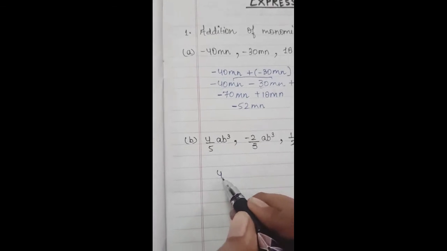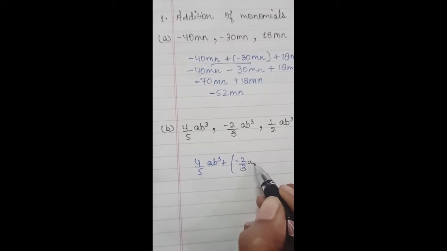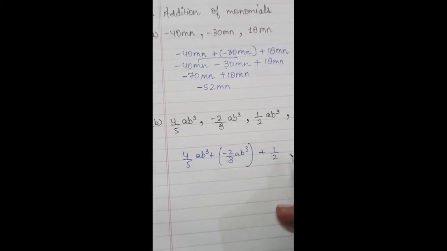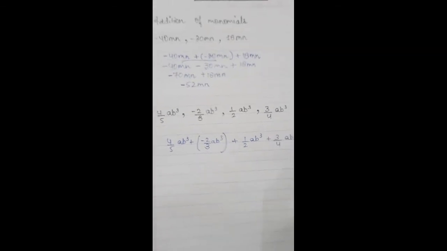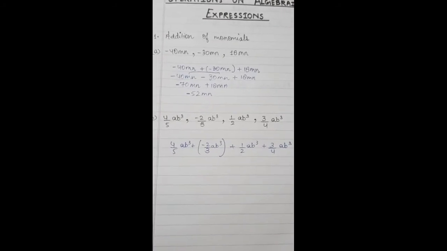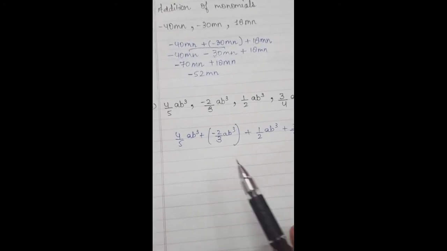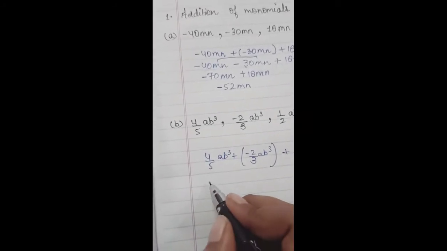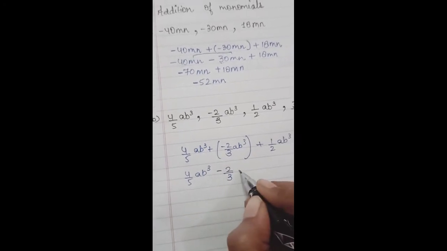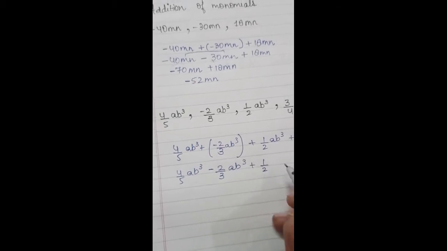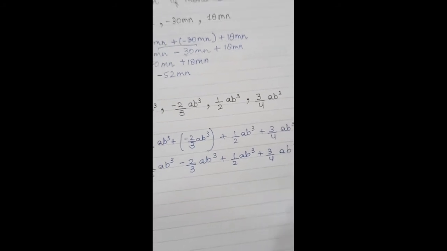So first we write 4 by 5 ab cube plus minus 2 by 3 ab cube plus 1 upon 2 ab cube plus 3 upon 4 ab cube. Now what we do here, 4 upon 5 ab cube plus minus 2 upon 3 ab cube, then plus 1 upon 2 ab cube plus 3 upon 4 ab cube.